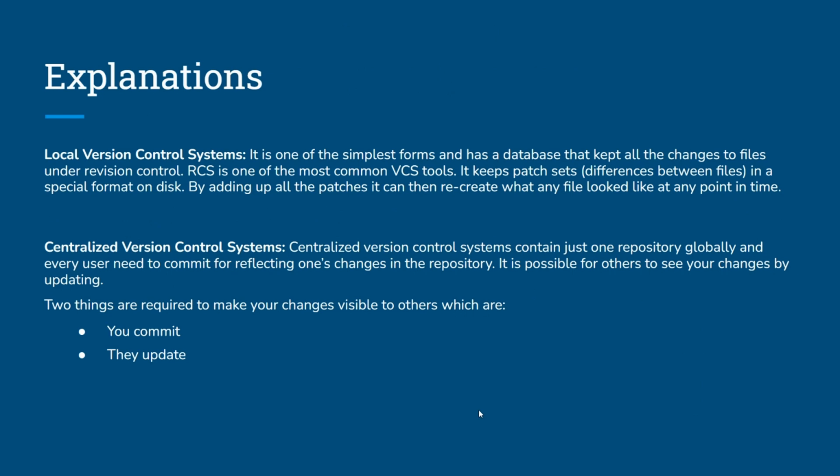Then, what is a local version control system? It is one of the simplest forms of version control system, and it has a database that keeps all the changes you make to a file. You understand? It is basically known as a revision control system or RCS, as the case may be. It's one of the most common version control tools.